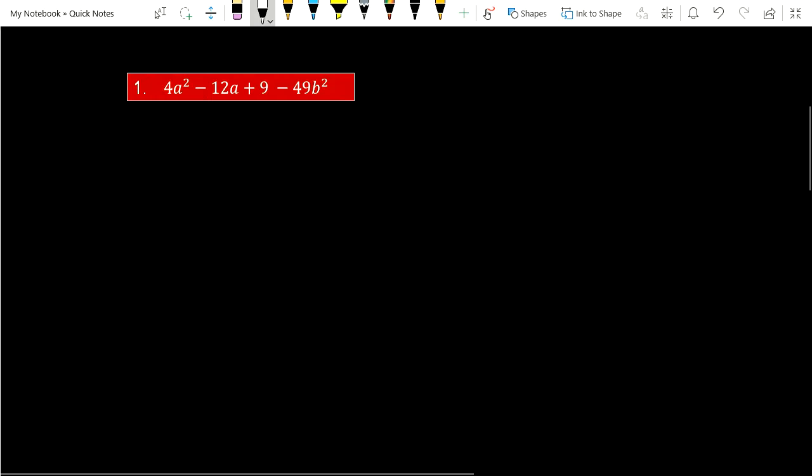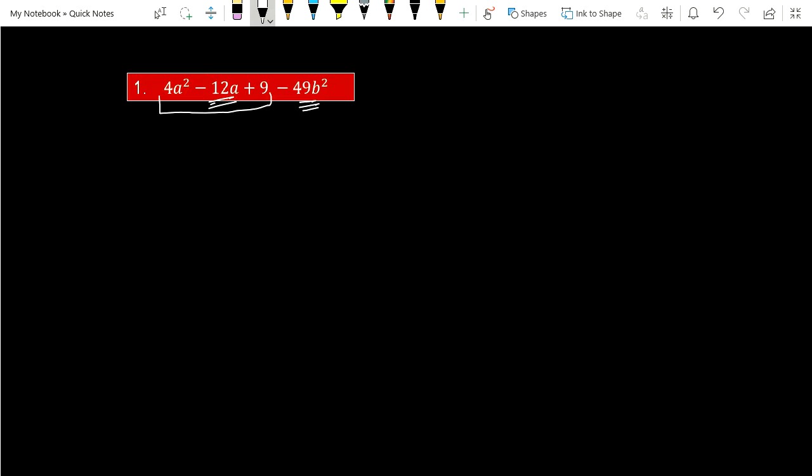In this example we are finding 12a is the hint. This hint gives us a task that we can collect the terms 4a square minus 12a plus 9, because in 12a we are not finding any b, so the term including b should remain as it is. Now we can start this.